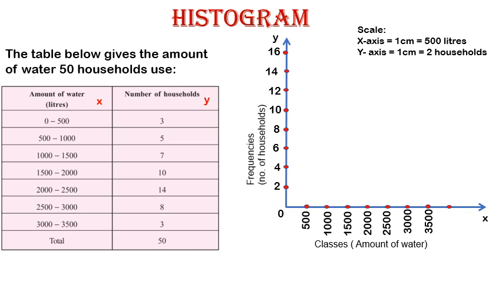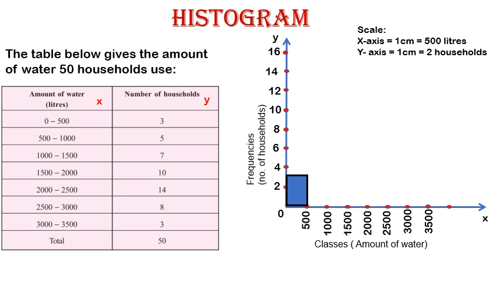Then let us construct rectangles with the class intervals as bars and corresponding frequencies as heights. Here you can see in class 0 to 500 corresponding frequency is 3. So let us construct a rectangle of height 3 centimeters. Here 3 centimeters means 3 households. Hope it is clear to you.